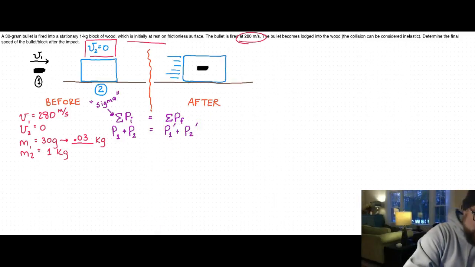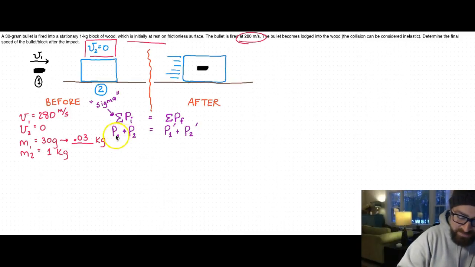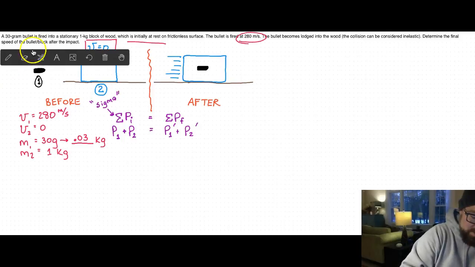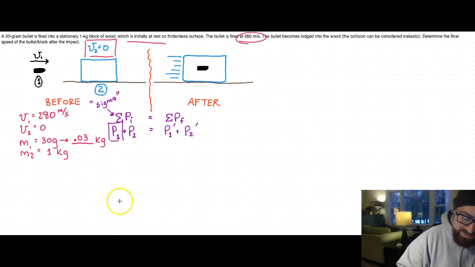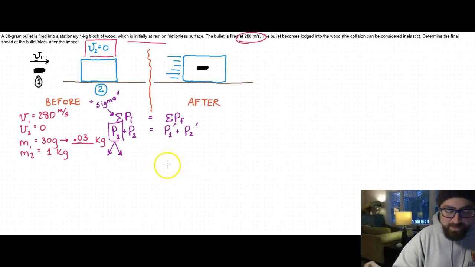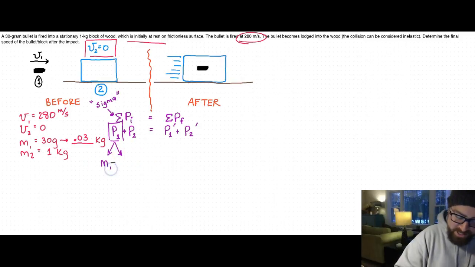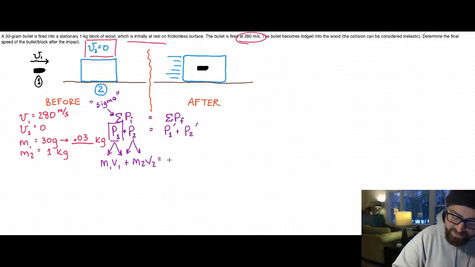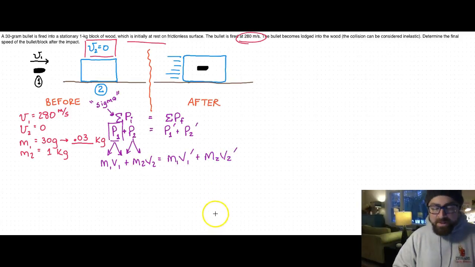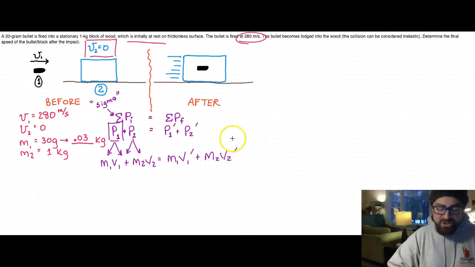The next step is to express each of these momentum terms in its parts. Momentum is mass times velocity. So the momentum of the bullet would be m1 v1, and I'm going to do the same for all of these terms. The momentum of object 2 would be m2 v2, and on the right-hand side, the momentum after the collision is m1 v1 prime plus m2 v2 prime. By the way, that prime denotes after the collision.